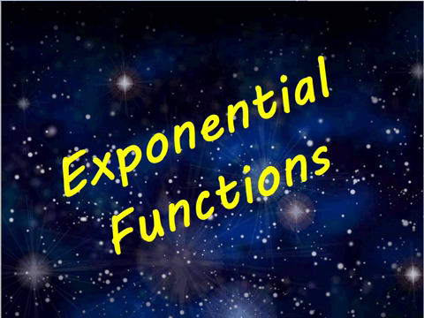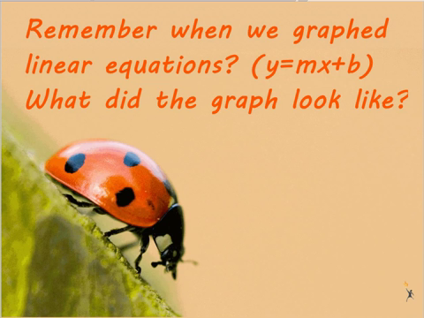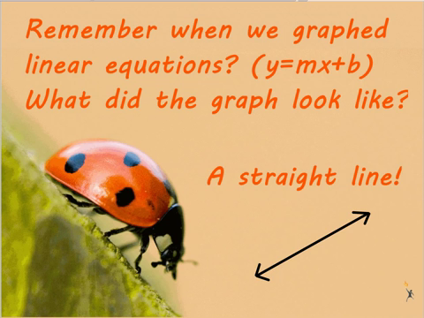Today we're going to do a little bit of a review on exponential functions. So remember back to when you graphed linear equations, they were in slope-intercept form, y equals mx plus b. You used the slope and the intercept to graph them, and what did that graph look like? It was always a straight line. That's the definition of linear, right?